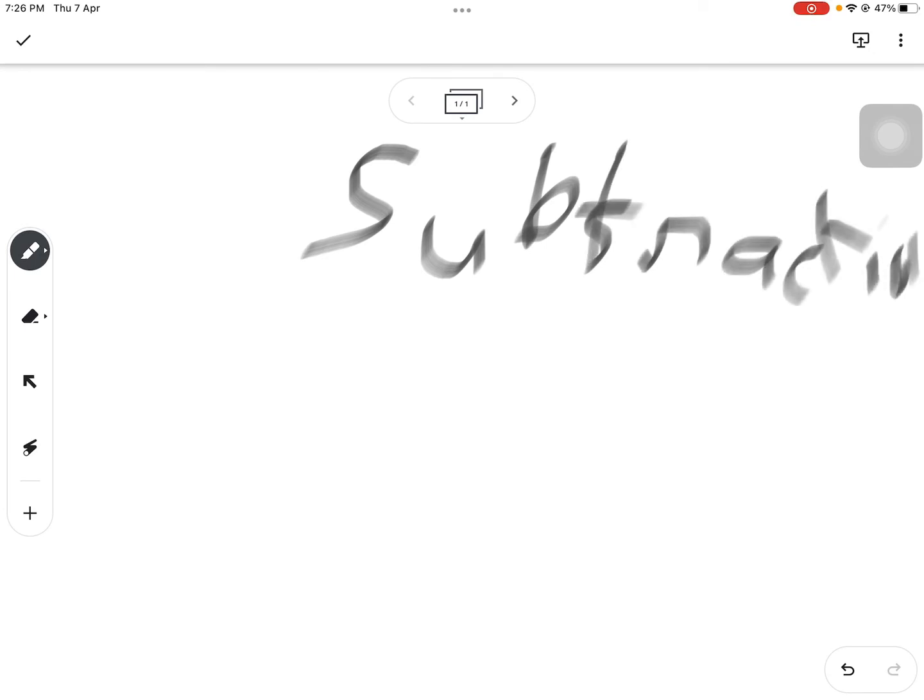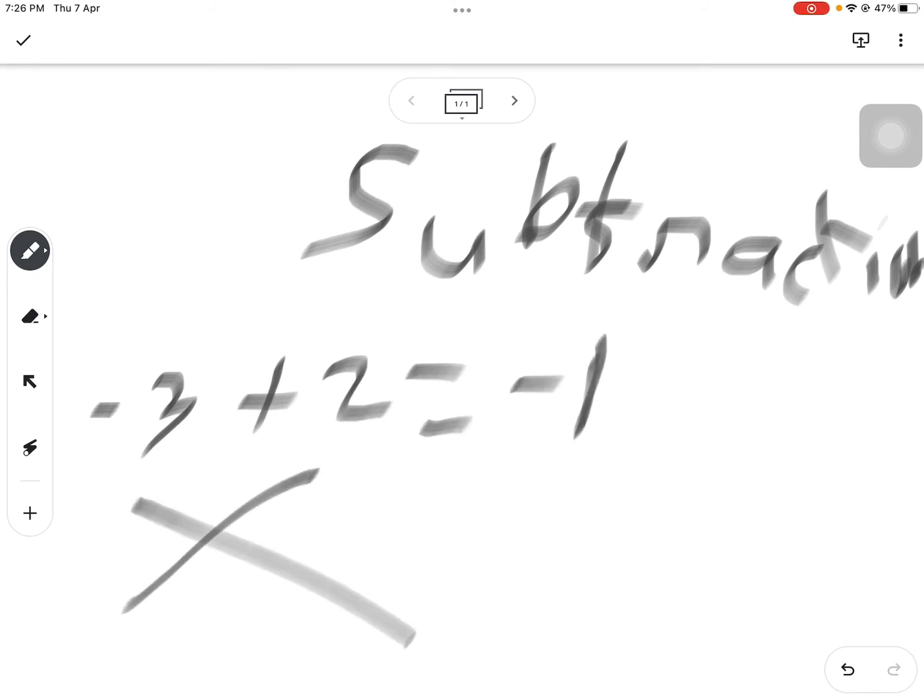But how do we do it when we have subtraction? How do we do it? So negative 3 plus 2. When we have a negative integer, we get the answer as negative 1. There is not at all, no commutative property. No commutative, because that's a negative integer. So we'll get the answer as negative.